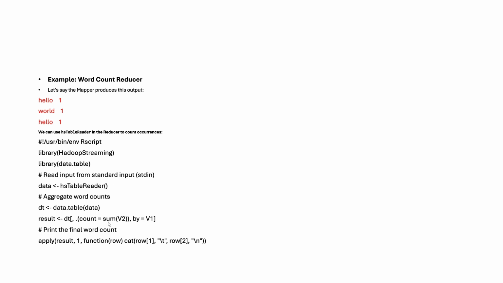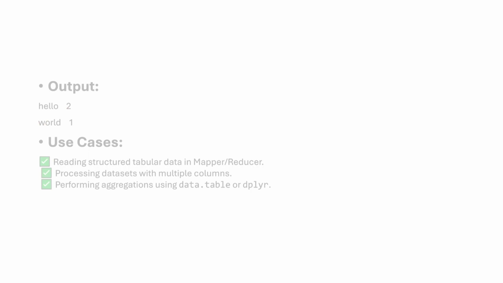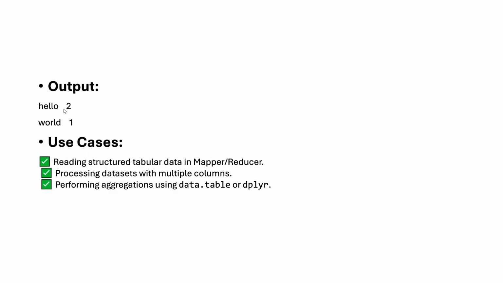Again, in this line, we can say dt count sum v2 by v1 is equal to. This states that the grouping of data will be done by v1, which contains the word, and for v2 we are having the sum. So v1 is a unique word, and we will count it in v2. Then the apply result function will be there. This function prints in the tab-separated format, which is standard output for Hadoop MapReduce. Okay, so as an output, we can say hello 2 and world 1.